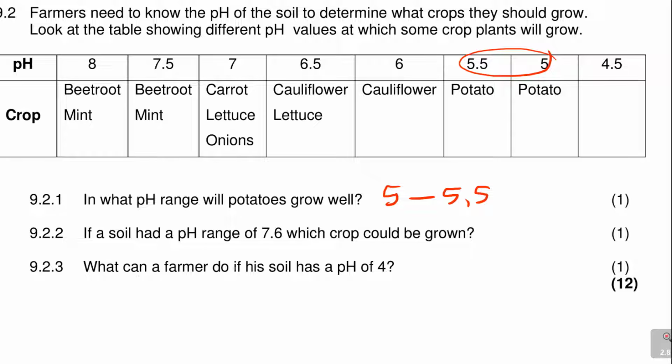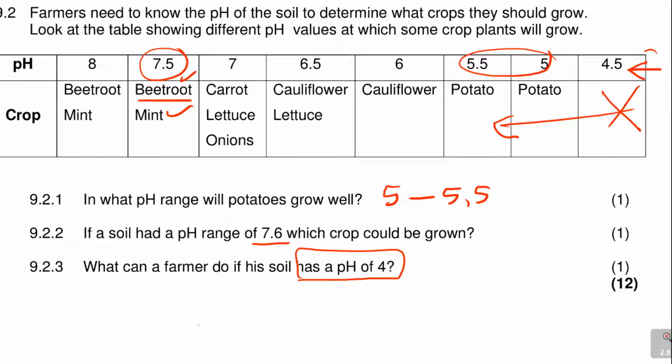If a soil had a pH of 7.6, which crop could be grown? 7.5, somewhere there is beetroot and mint. What can a farmer do if his soil has a pH of 4? Now pH of 4 is somewhere in this range, right? So you see that nothing can grow here, but you want it to be like this. You add what? You add alkaline.